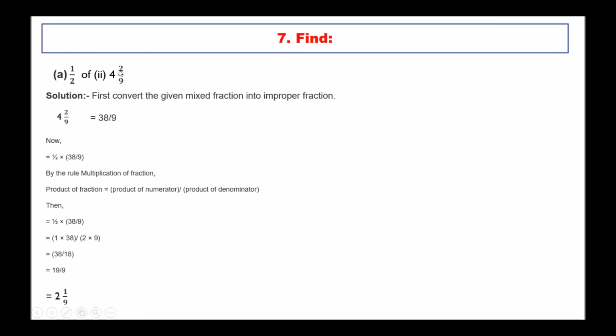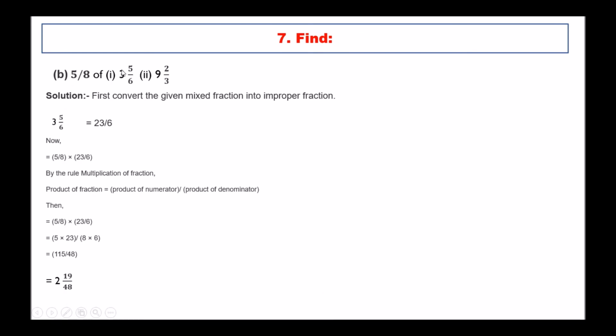Then half of 4 and 2 by 9. So we will convert first 4 and 2 by 9 into improper fraction, that is 38 upon 9. Then we will use the rule of multiplication of fraction. So it is 38 upon 18, that is 19 upon 9. We convert into mixed fraction, that is 2 and 1 by 9.